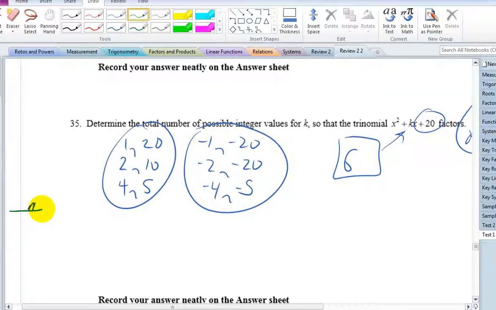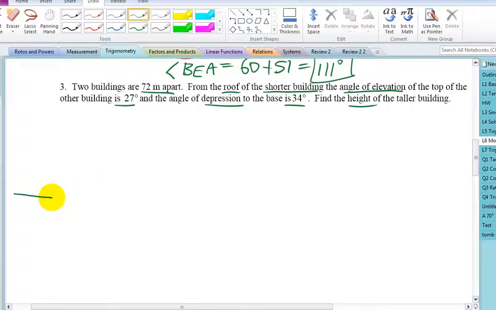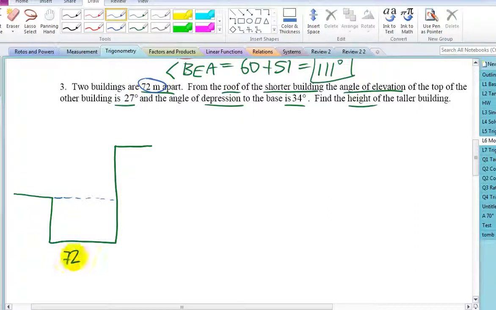Okay. So here's the shorter building. Oops, did that again last time. Here's your shorter building. And here's your taller building. Because we're talking about elevation, depression, what must we draw? The horizon. So there's your horizon. Now the buildings are 72 meters apart. The distance on the ground is the same as the distance in the air. Buildings are not crooked unless they're in Pisa. Leaning Tower of Pisa. Okay.